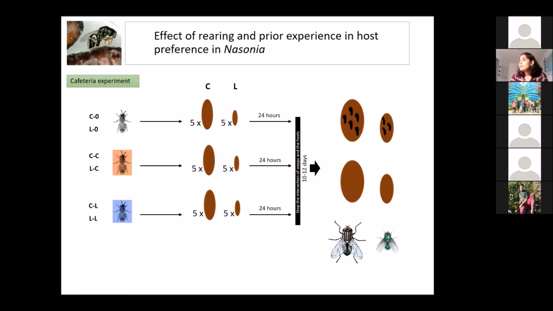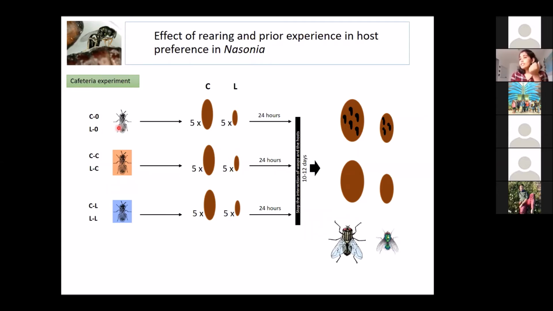Then my experiment goes like this. I did a cafeteria experiment with all the 6 different treatments that I showed before. The first letter always represents where they developed from, which I will refer to as rearing history. The second letter represents the host that they had experience with, which I will refer to as prior experience. In the first 2 groups, you see a 0, meaning that they did not get any experience, and I will call them naive wasps from now on.